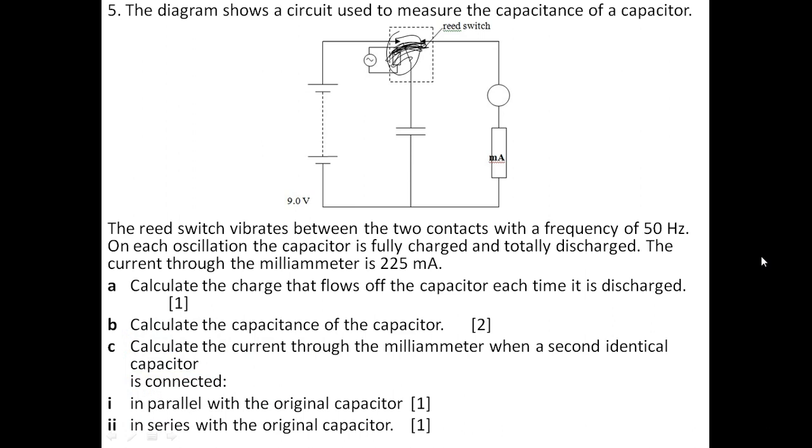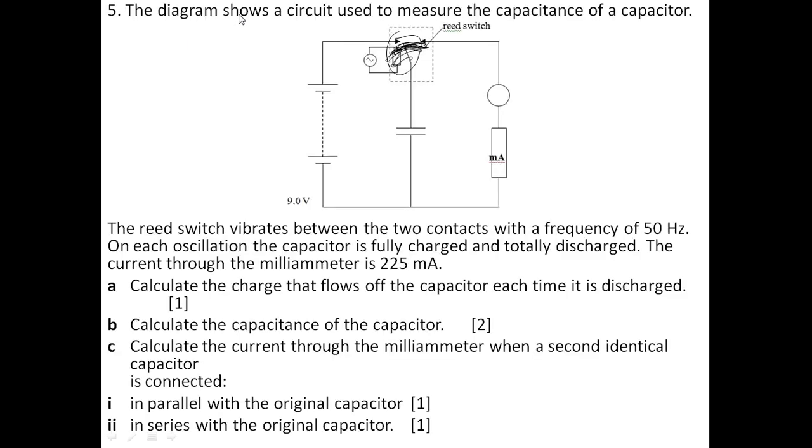with a frequency of 50 Hz. On each oscillation the capacitor is fully charged and totally discharged. So the current through the milliammeter is about 225 milliamp. A, calculate the charge that flows off the capacitor each time it is discharged. B, calculate the capacitance of the capacitor. C, calculate the current through the milliammeter when a second identical capacitor is connected in parallel, and number 2 in series.